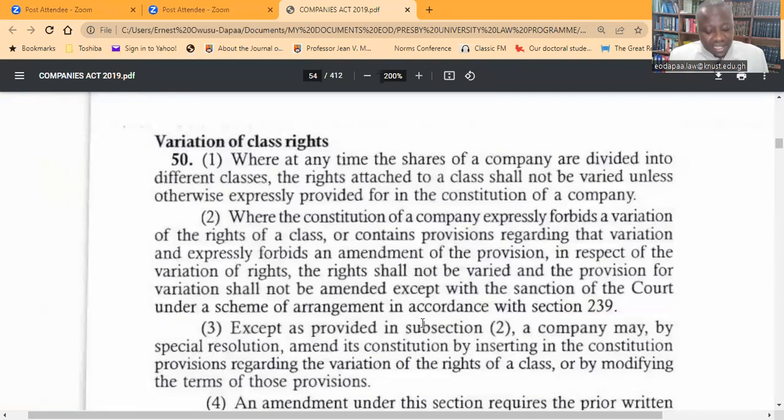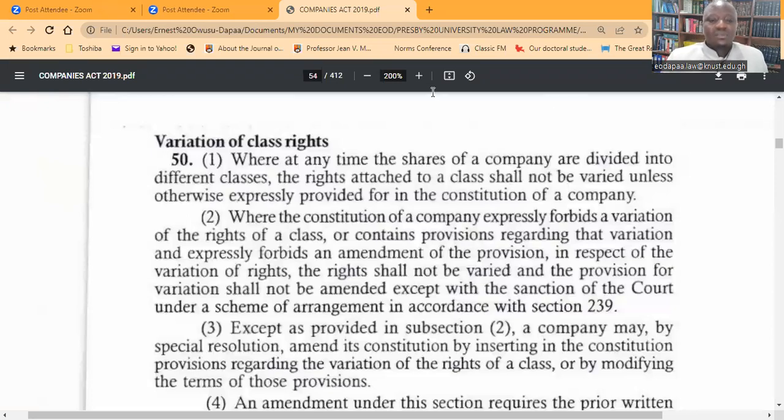subsection E. Can somebody read section 30, subsection E for us? 30E. Are we together? You're sleeping. Can somebody read? Okay, let me release the meeting. You sure? Okay. Allow participant to unmute. Okay. Can somebody read section 30E for us? Yeah. Hello, Sir Charles. Yes, okay.